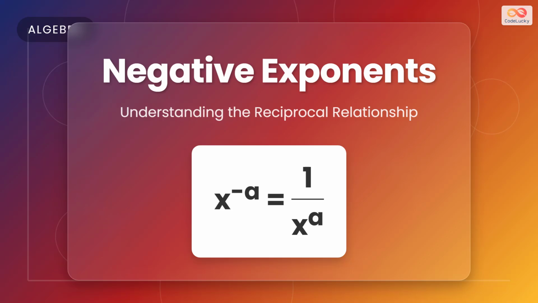Welcome to this algebra lesson on negative exponents. Have you ever wondered what it means when a number has a negative power, like x to the power of negative a? It is important to know that this does not result in a negative number. Instead, it represents a reciprocal relationship. In this video, we will explore exactly how this works and why.